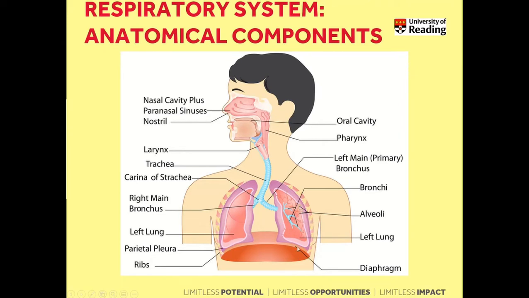Then you have the diaphragm, which is included in here as an anatomical component of the respiratory system, as you will learn later on in this screencast, is important for the actual physics of respiration. But the diaphragm in the respiratory system is a dome-shaped sheet of muscles that separates the chest from the abdomen.